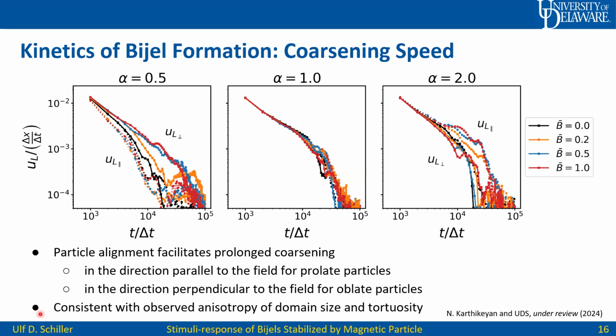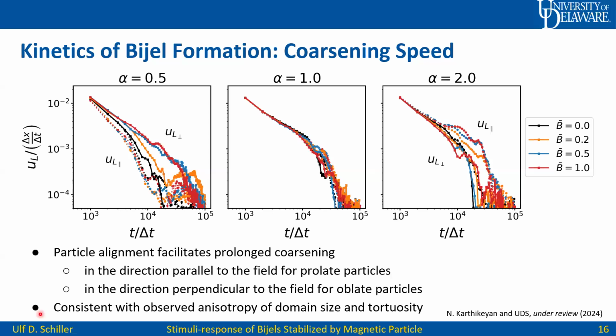So if you look at, probably should use this pointer, at this part here, we see that in the direction perpendicular to the symmetry axis, there's a velocity that lasts longer than in the other directions, compared to the case without a field. In this case for the prolate particle, that's actually reversed, but there is a direction where the domain coarsening proceeds for a longer time. And that makes sense with this idea of having the interfaces more aligned. It also suggests that there is some reordering of the particles in the interface.